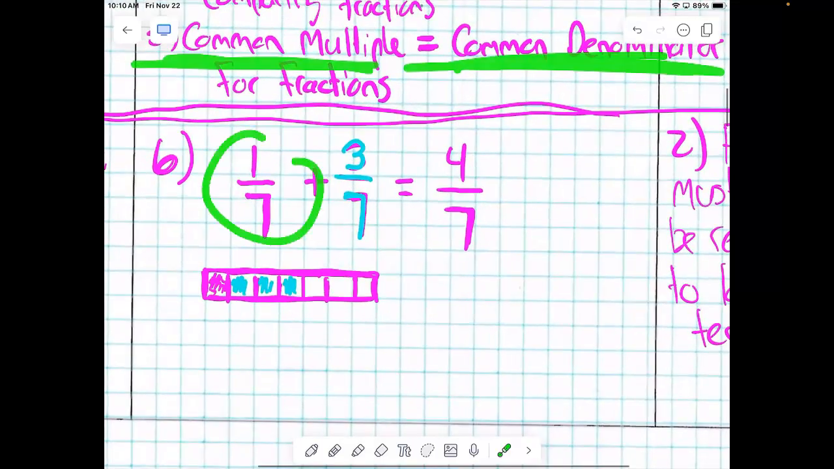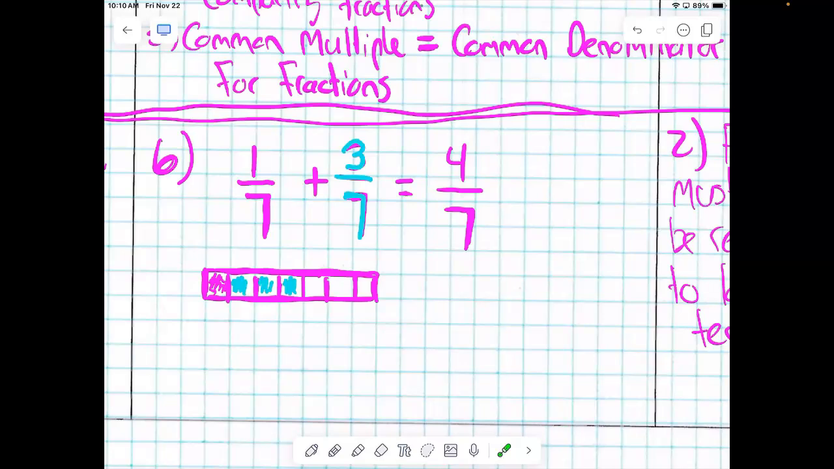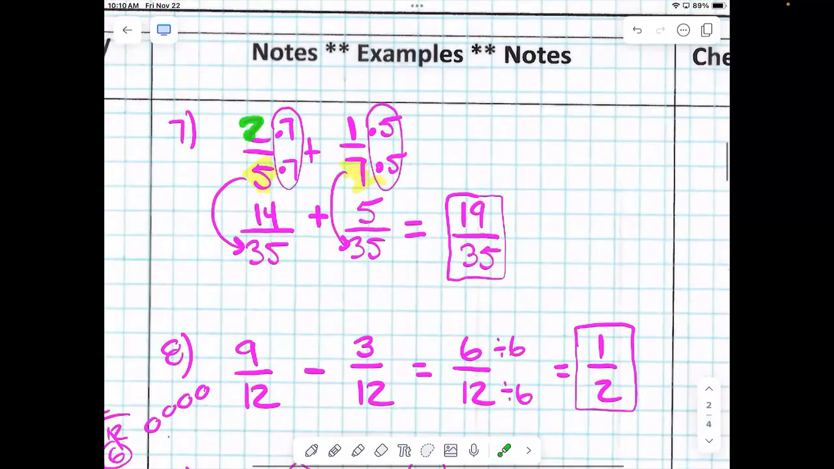Can I add 1/7 and 3/7? Yes. Why? They have the same denominator. So what's 1 plus 3? 4. Easy. Denominator stays the same though, right? We don't change the denominator, do we? No. So the denominator stays the 7? Yes.